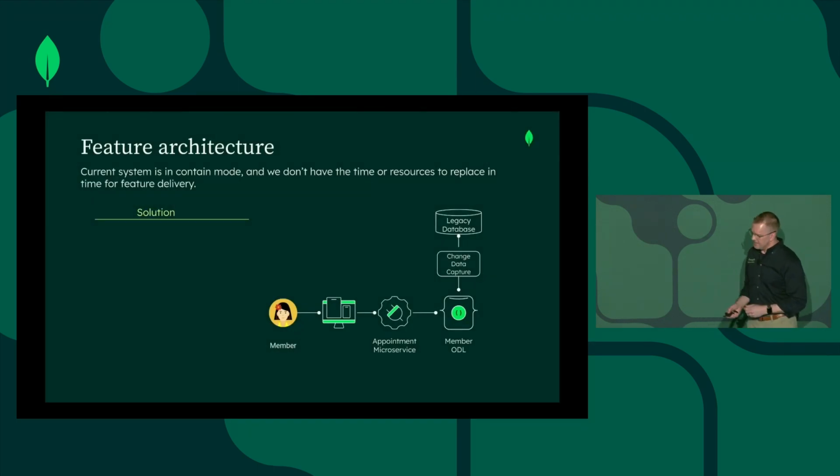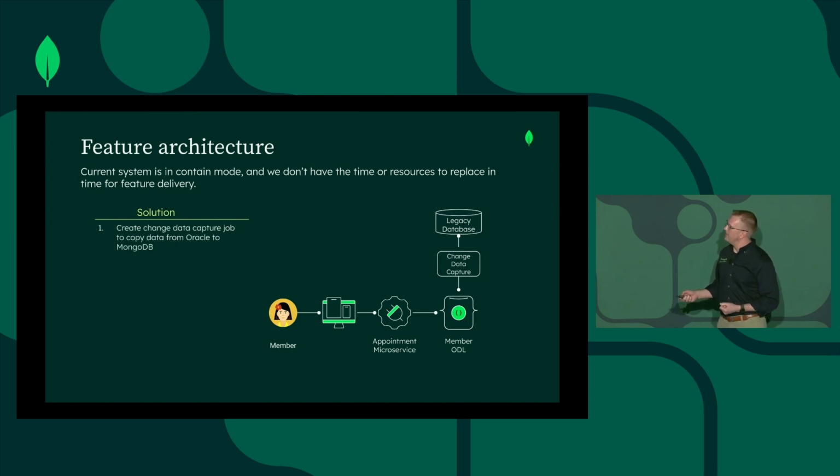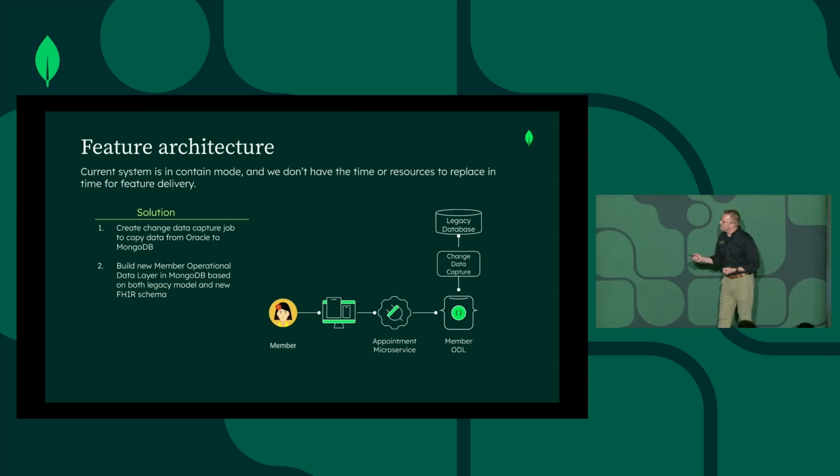So our feature architecture. Again, back into the wikis. These are the things that are architecturally significant that we're going to need to prove out and clear the way for our delivery team. The current system is in contain mode. So what we're going to do here is create a change data capture job to copy the data from our legacy Oracle database up at the top right. We're going to move that into a brand new member operational data layer. And we're going to store the member information and the clinical notes using the basis of the FHIR schema.